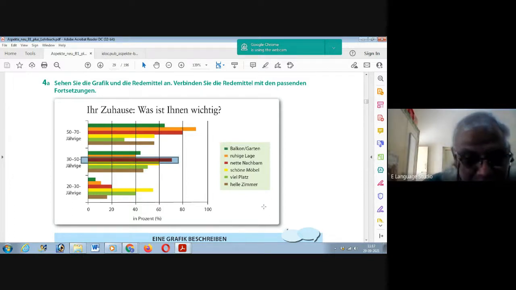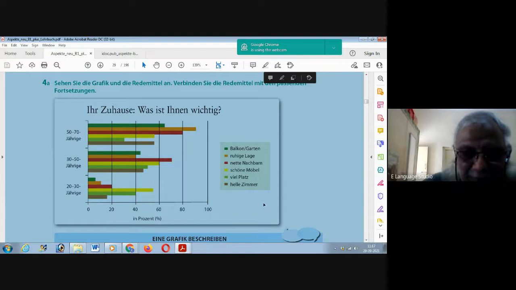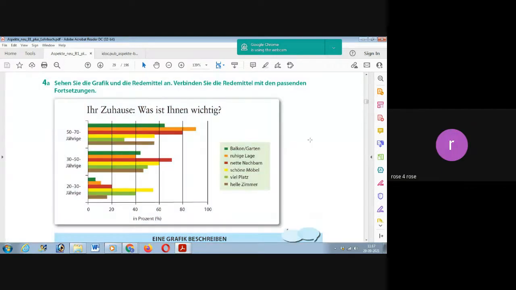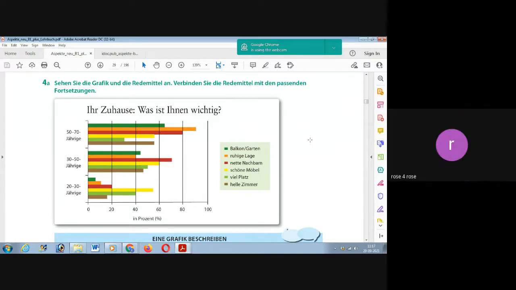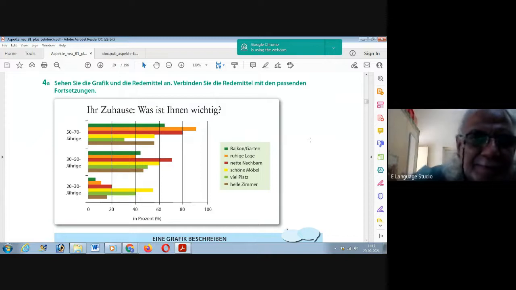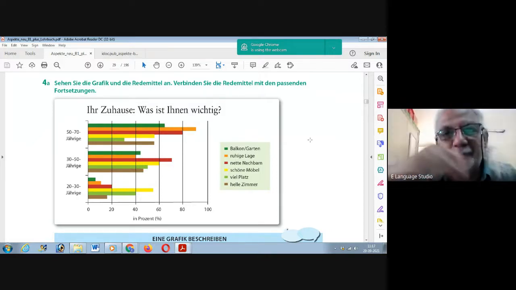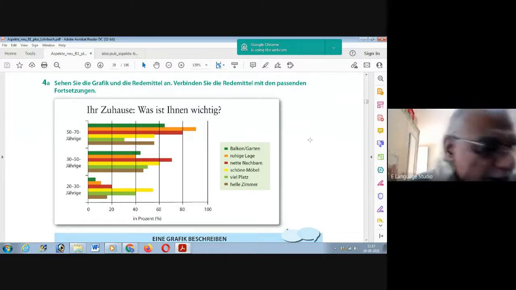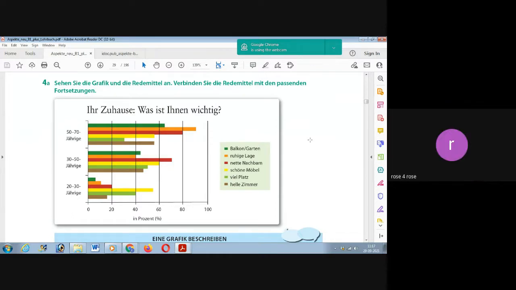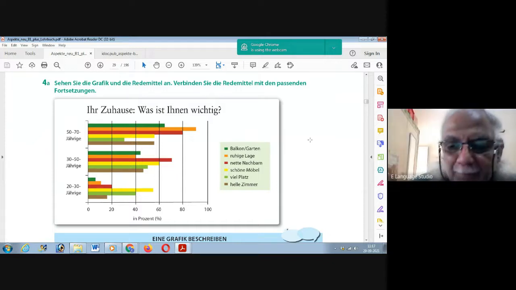Would anybody else like to try? Good, Vasu. Who would like to try? Who would like to describe this graphic? This sometimes, nicht immer, sometimes appears in the written part of the paper. Page 2, Prüfung, the written part. Nicht immer, aber manchmal, ja.